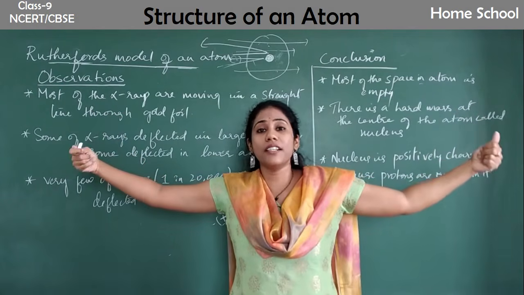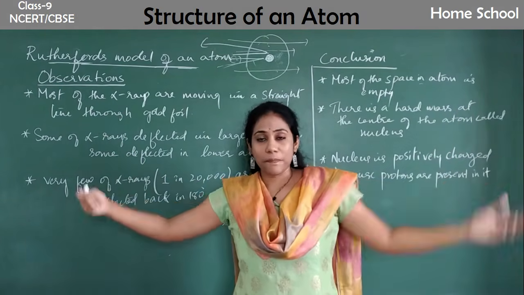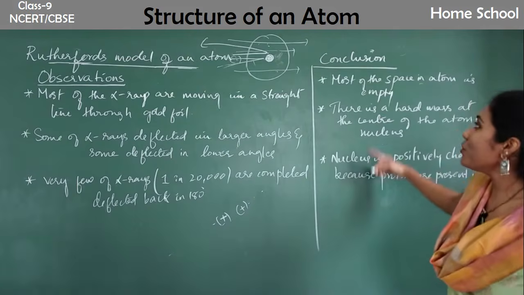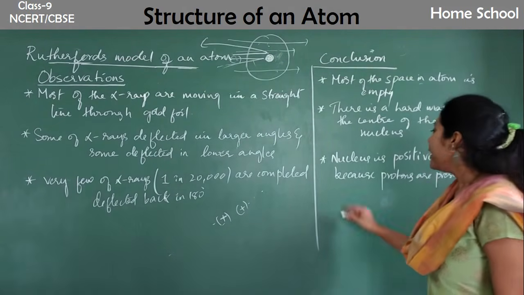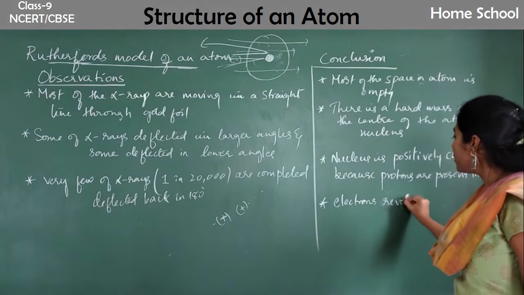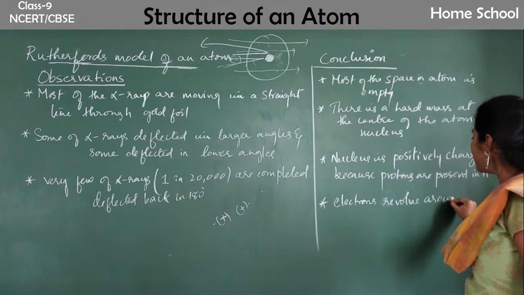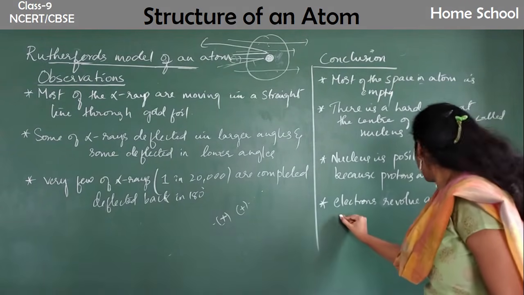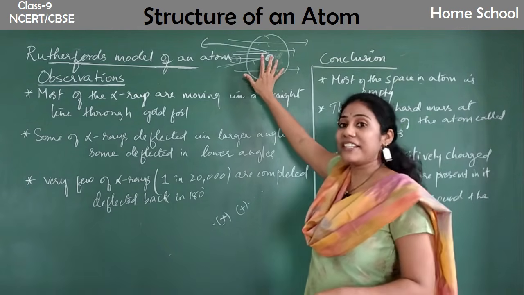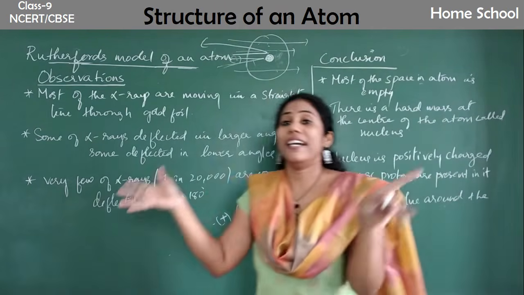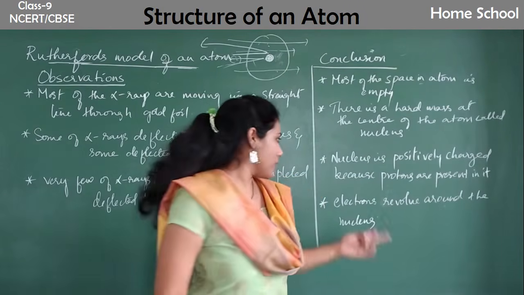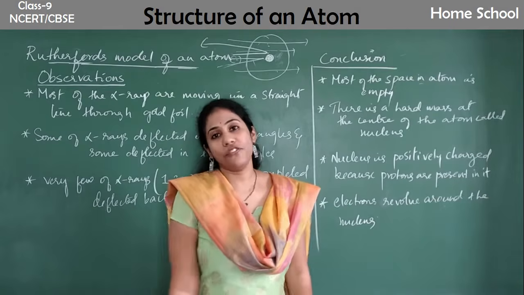It repulses in a stronger way, in an opposite direction. Isn't it? So based on these observations, these are the conclusions given by Rutherford. And he also said that electrons revolve around the nucleus. So positively charged particles are present inside the nucleus, but electrons are revolving outside the nucleus in a circular way. That's what he told about the structure of the atom.